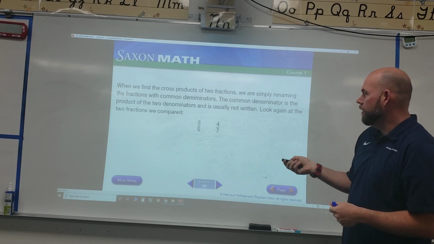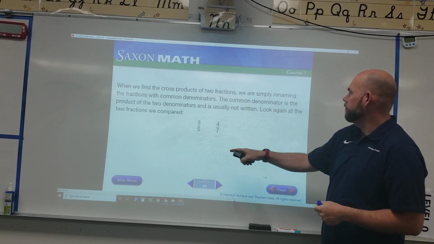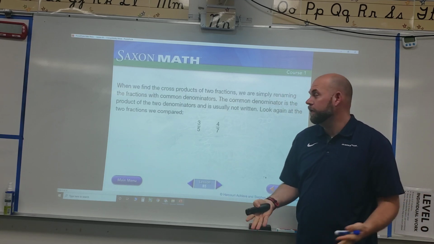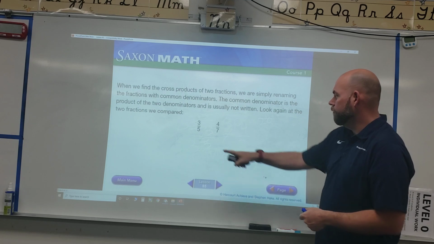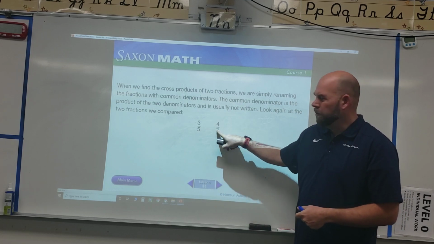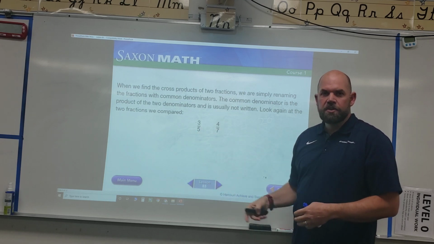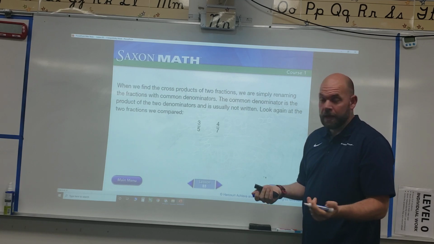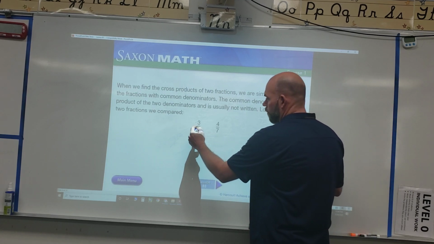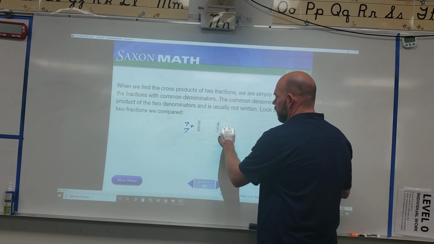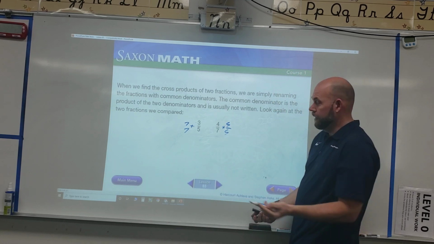Now, if we want to check on that, we have our 3/5 and our 4/7. We can simply rename the fractions with common denominators. This is what we have done in the past. So if we're looking at the common denominator between 5 and 7, 5 can't go into 7 and 7 can't go into 5. They're not multiples of each other. So the easiest thing to do here is simply to multiply them by one another. So if we do 3/5 times 7/7 and 4/7 times 5/5, then we're going to have a common denominator.